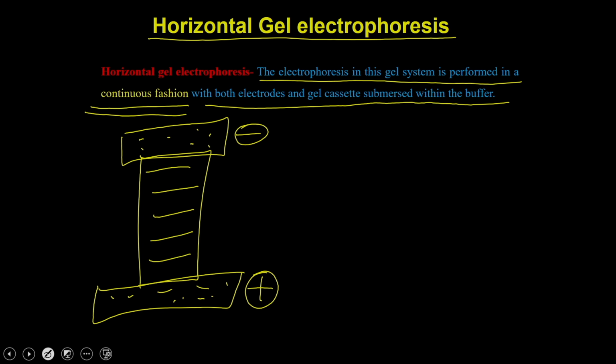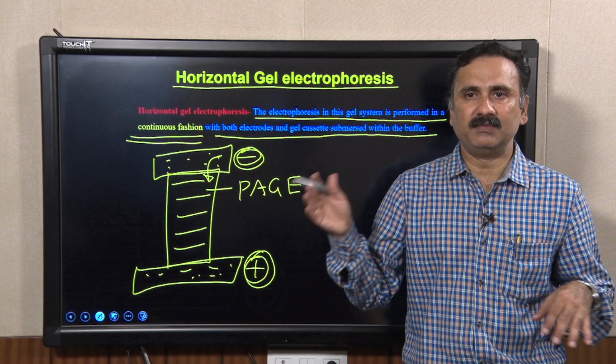Sandwiched within glass plates, you have the polyacrylamide gel, so the current cannot go directly from the negative to the positive electrode. The current has to go through this gel, and the gel is connecting the two electrode chambers.